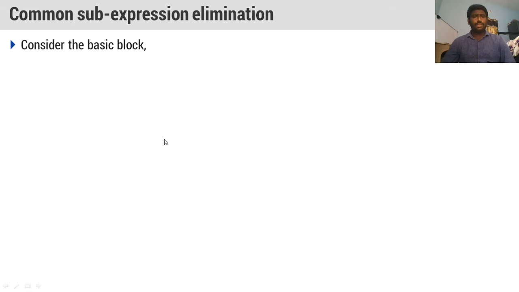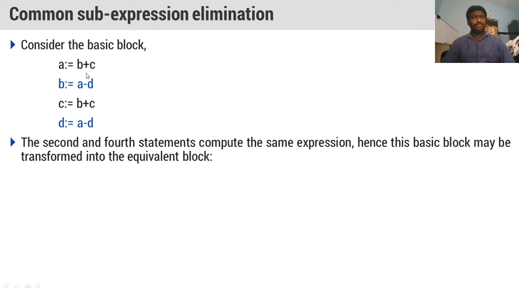In common sub-expression elimination, we assume one basic block with these four statements. Here the second statement and the fourth statement give the same expression, like b equal to a minus d and d equal to a minus d. They are similar expressions. So hence this basic block may be transformed into an equivalent block like below.